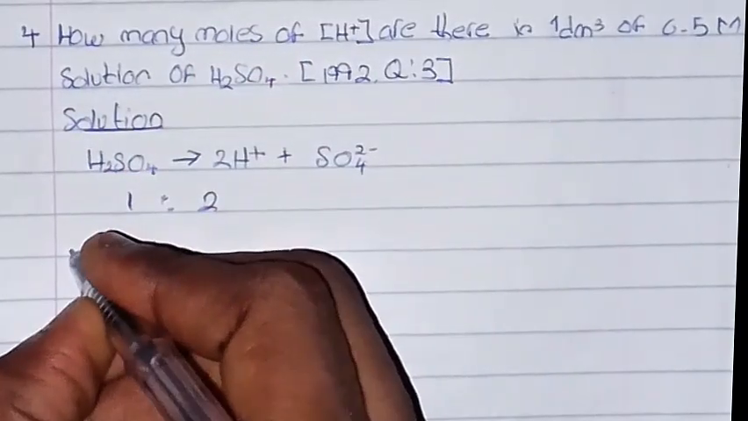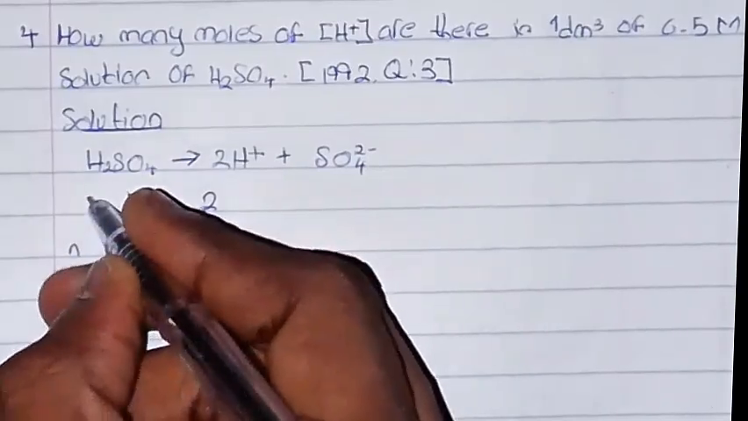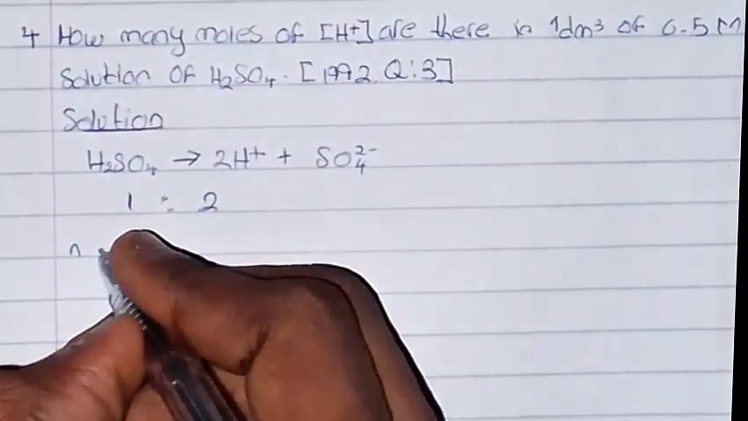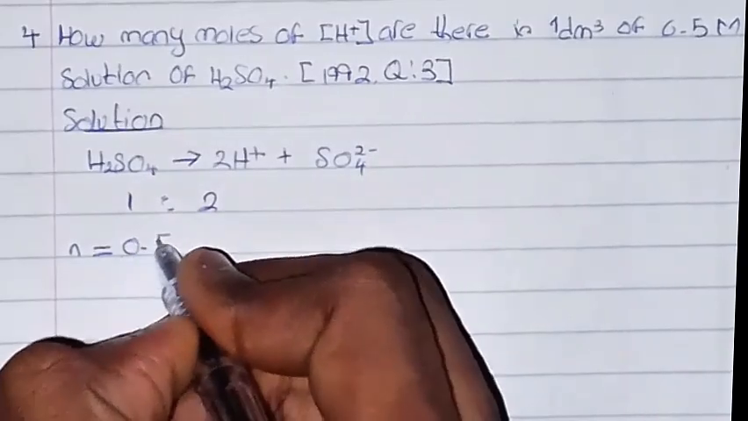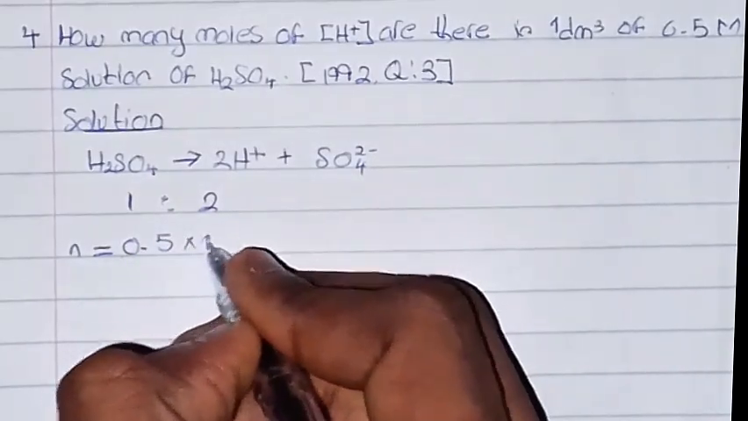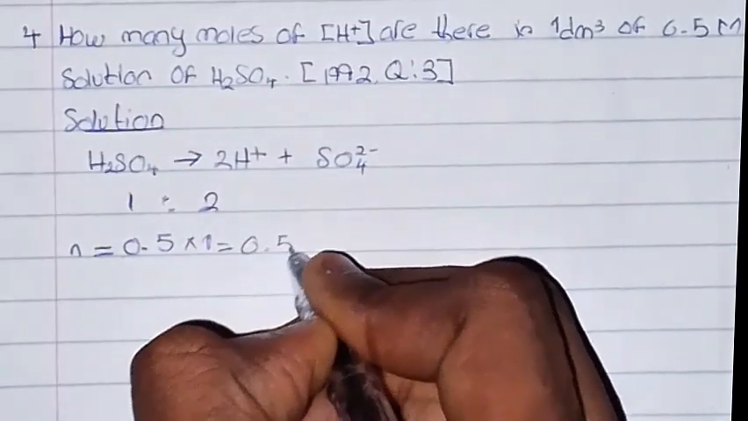We say that the number of moles, which is n, we already did that for question 3. n is equal to concentration times volume. Concentration is 0.5. They give us volume in dm³, times 1. So this is equal to 0.5 mole.